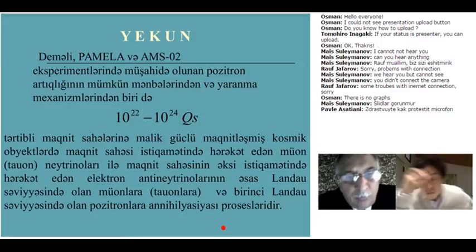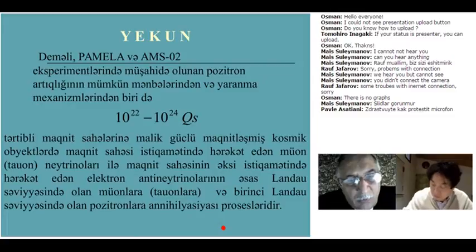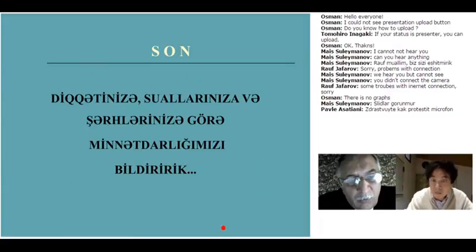The observed positron excess, observed by the PAMELA and AMS-02 experiments, can have as one of its sources the investigated reaction: annihilation of different types of neutrino into charged leptons, muons and positrons, or tau leptons and positrons. The sources of this object should have such a magnetic field, with a field strength of 10^22 Gauss or 10^24 Gauss. Thank you for your attention.